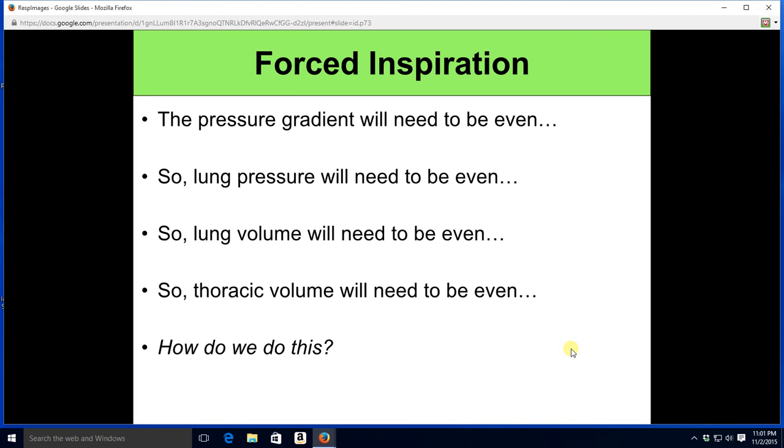Okay, what if we were trying to do forced inspiration? If we were trying to take in a huge deep breath. Well, to take in a big breath, the pressure gradient needs to be even bigger. So lung pressure needs to be even lower. So lung volume needs to be even bigger. Thoracic volume needs to be even bigger. Well, how do we do this? Well, there's a couple ways.